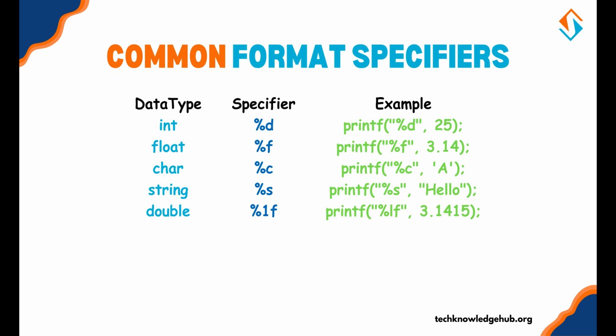First is int, and its format specifier is %d. Second is float, and its format specifier is %f. Third is char, and its format specifier is %c. Fourth one is string, and its format specifier is %s. Last one is double, and its format specifier is %lf.